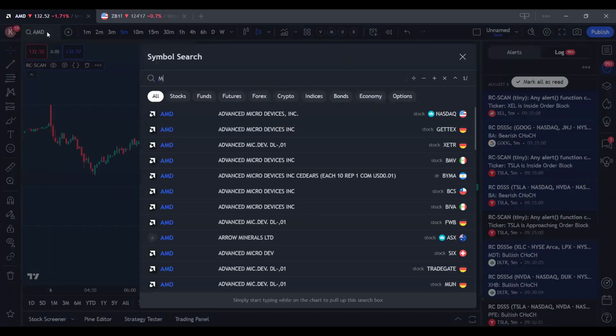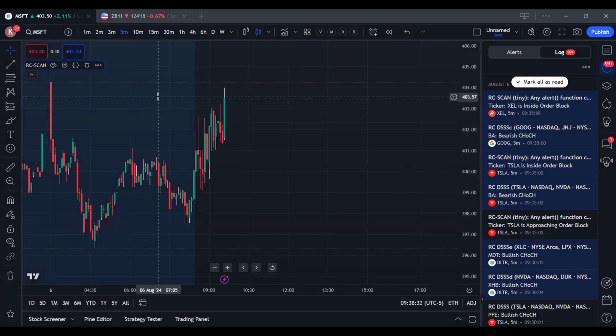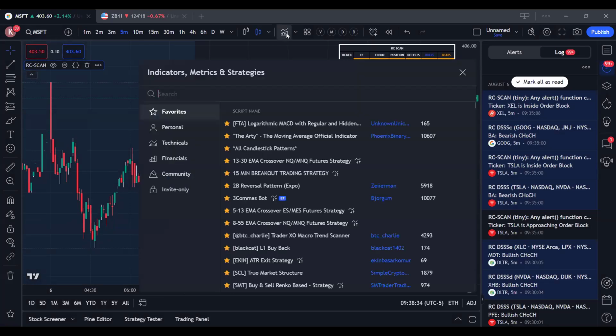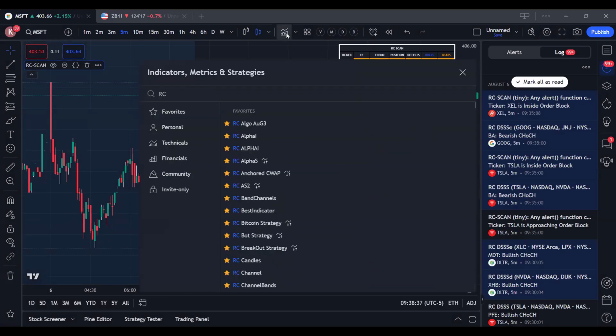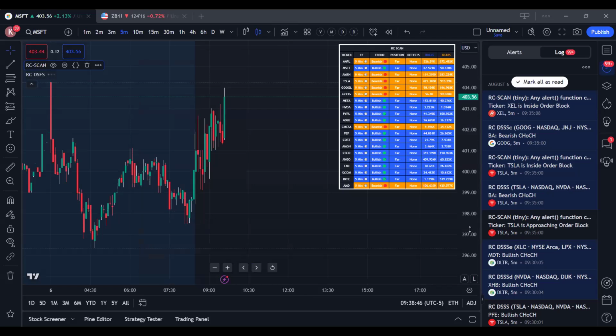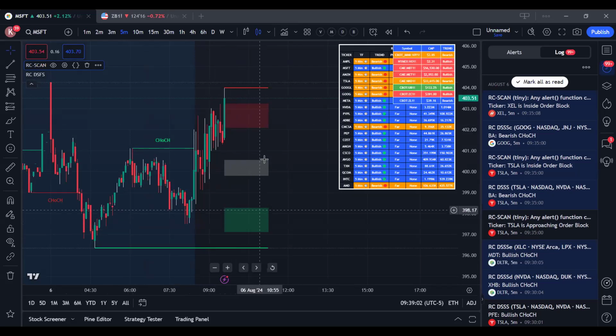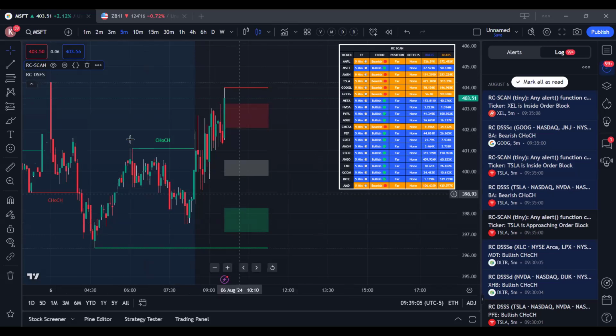Microsoft is bouncing up. Microsoft became bullish now, but it already went all the way from nearly $396 to $403. So if Microsoft comes to the bottom, we can enter long on Microsoft.